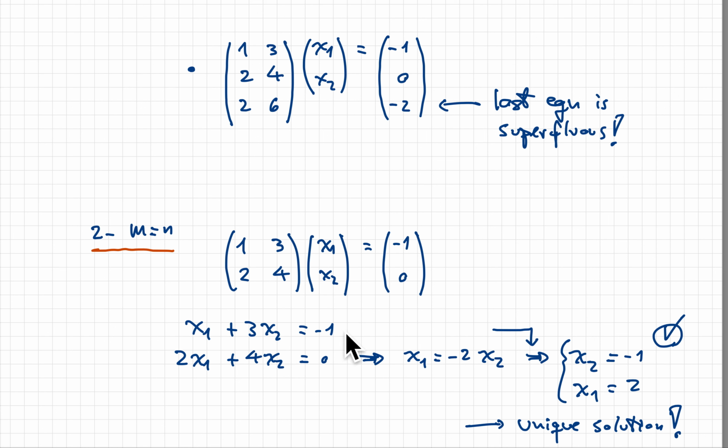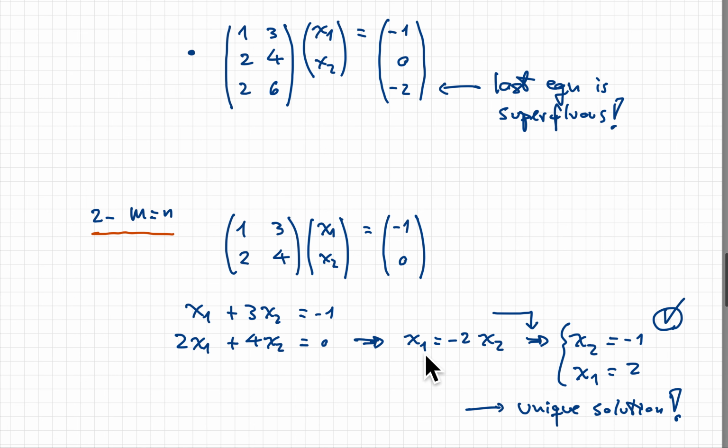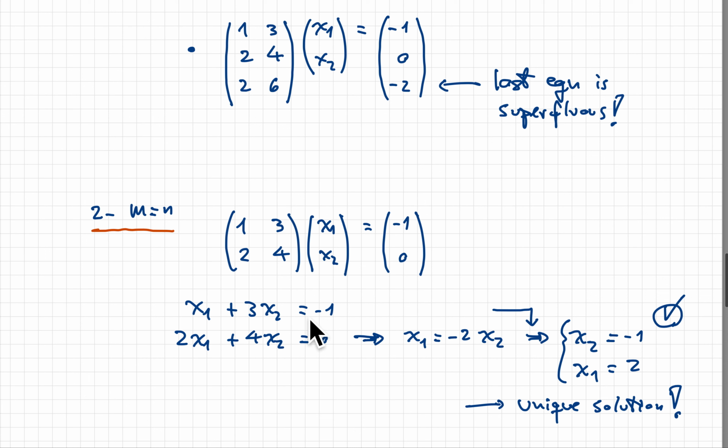x1 plus 3x2 is -1. That's our first equation coming from this matrix multiplication equal to -1. And then we have 2x1 plus 4x2 equal to 0. This is nice, equal to 0. We take this last equation and solve for x1 in terms of x2, and we take this -2x2, we put it up here, and we solve for x2 in turn, and we find as a result of that, using these two equations, that x2 is -1, x1 is 2, and there's nothing else. That's it.